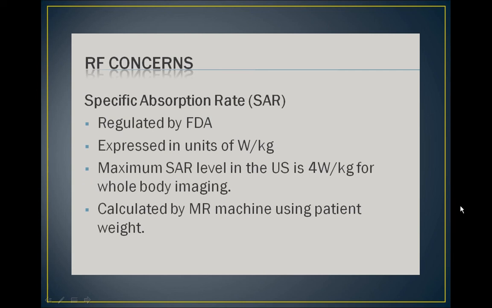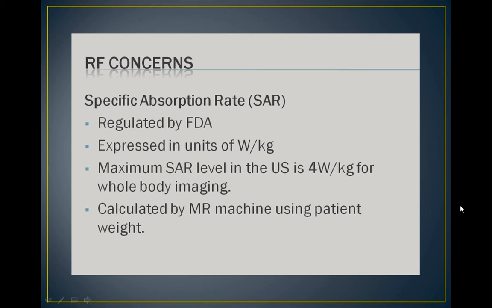The FDA has restricted the amount of RF energy that can be transmitted into a patient's body. This is called the specific absorption rate, or SAR. SAR has units of watts per kilogram and can be expressed as an average of the total body or local to a specific tissue. SAR is highest with pulse sequences like fast spin echoes and techniques used with MRI spectroscopy that may have a 180-degree RF pulse.